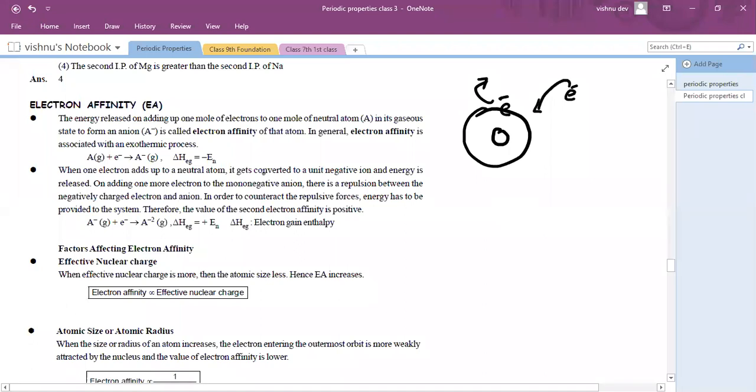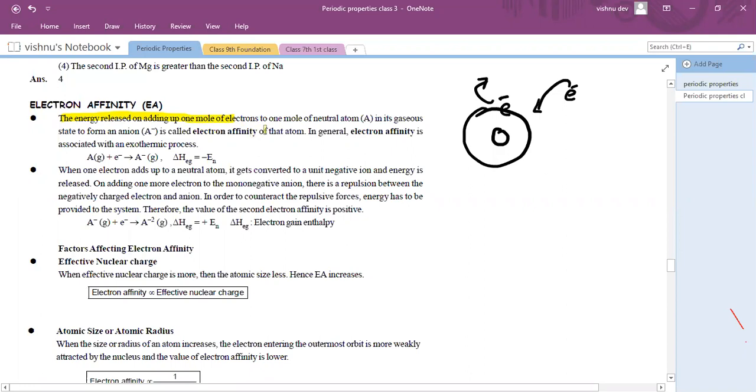So I can say that the energy change when an electron is added to the outermost orbit of an isolated gaseous atom is called your electron affinity or electron gain enthalpy. Electron gain enthalpy. So I can say that the energy released on adding the electron, 1 mole of electron or 1 electron. It depends on the unit.